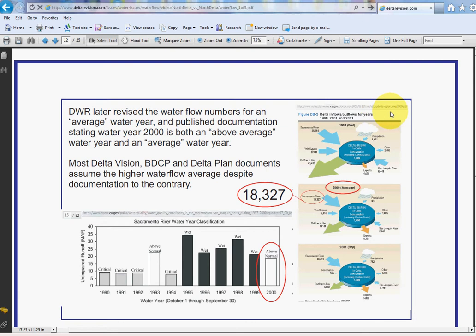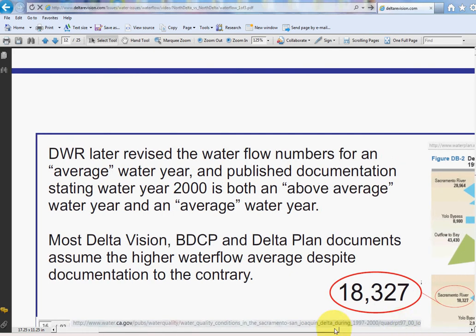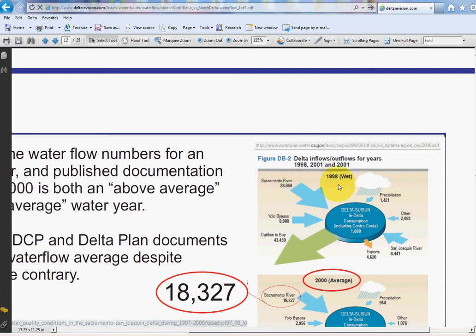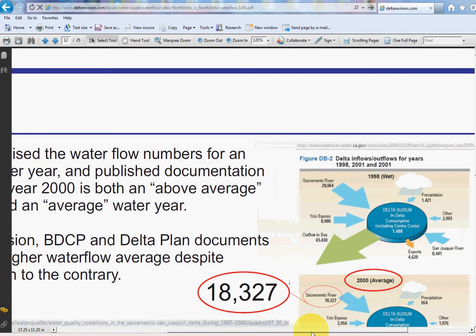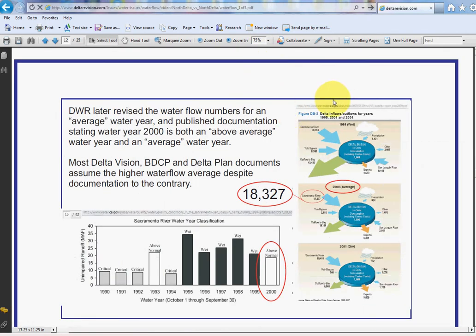This one, I believe, is more in 2006. And you can enlarge these and see where I got these. Maybe I'll do that just so you can see it. So you can see where this one came from. That was a 2000. This one is a 2009 one, and it talks about average water years. I'm going to go back down so we can see that better. And what we saw was the 2009 water report. It said an average water year has 18 million acre feet on the Sacramento River.